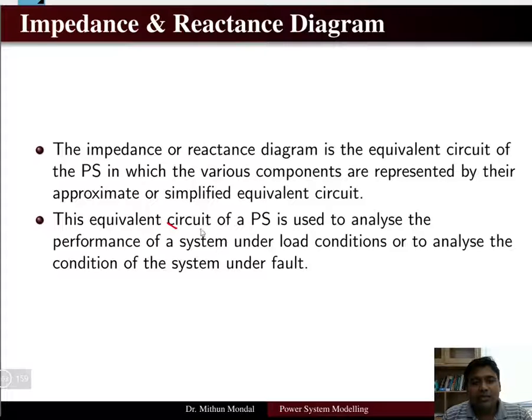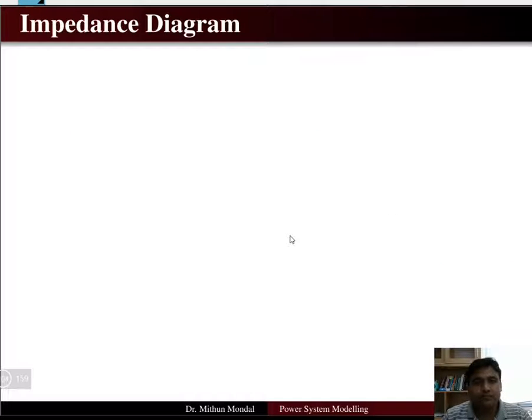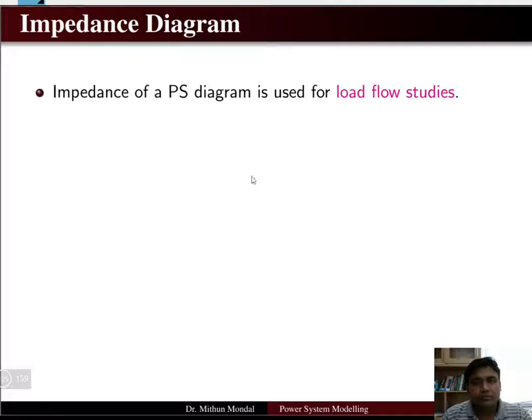This equivalent circuit of a power system is used to analyze the performance of a system under load conditions or to analyze the condition of the system under fault. So both the impedance and reactance diagrams will be required to analyze the circuit under loaded conditions or under fault conditions. First we'll look into the impedance diagram and then we will move to the reactance diagram.